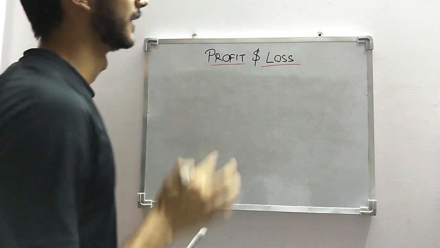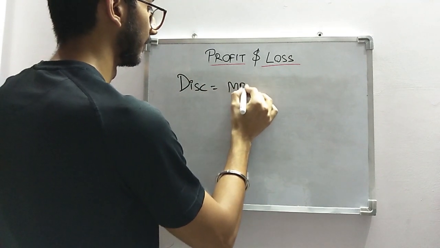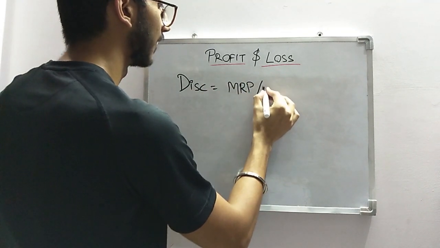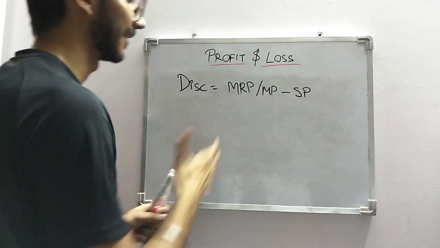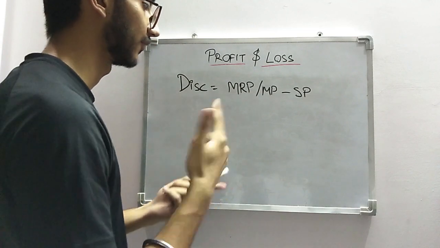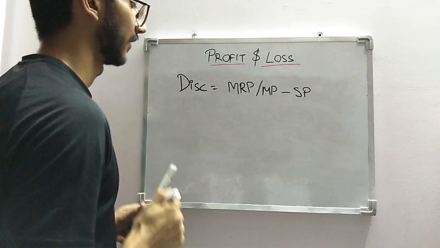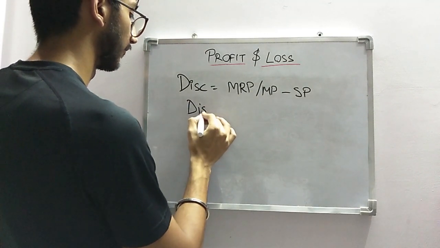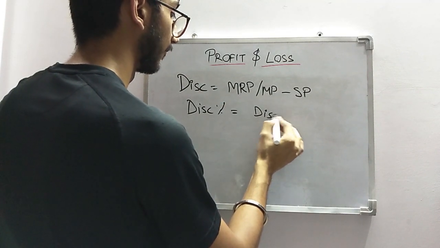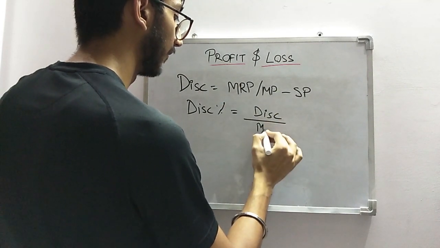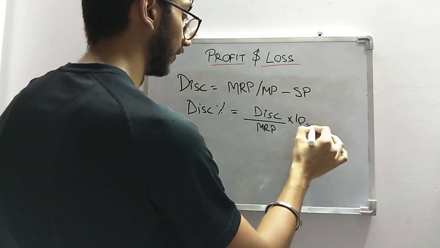Discount means the difference between MRP, or you can say marked price, that is MP, minus the selling price. This MRP can also be called printed price or list price, so don't get confused between them. And the discount percentage can be calculated as discount upon MRP or MP into 100.